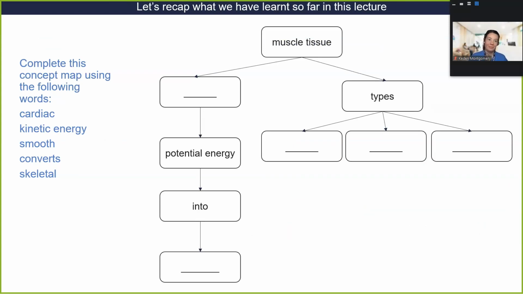What I want you to do as a consolidation activity is complete this concept map using the following words: muscle tissue, converts, and what? And there are 3 types of muscle tissue. Just to make sure that we are on top of everything that we're learning.